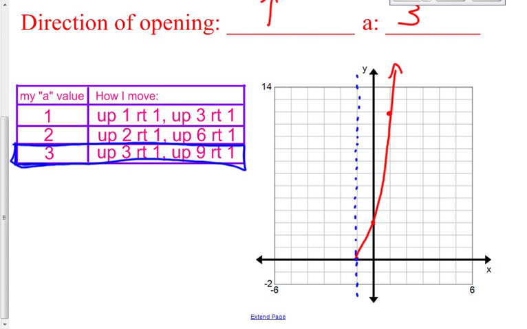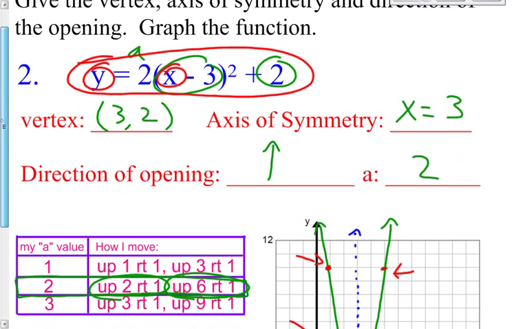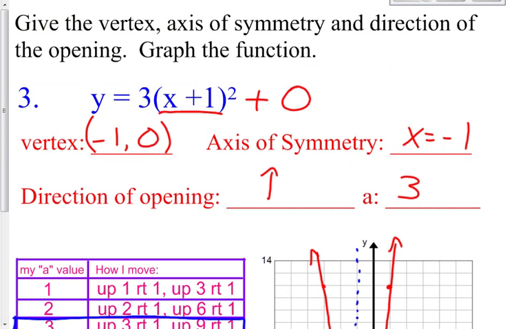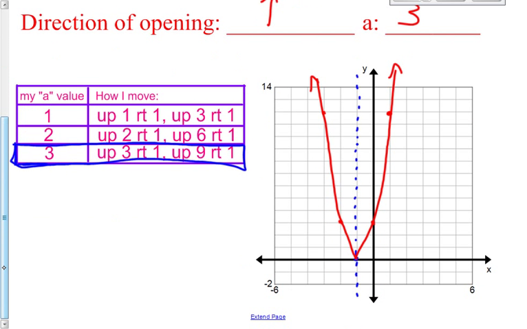Parabolas are symmetrical, so let's do the same thing on the other side. Up 3, left 1, up 9, left 1. And there is the left side of my parabola. As you can see, this one is even skinnier than number 2. Why is it skinnier than number 2? Because my a value is increased another unit. The more you exercise, here's my parabola here, the more you exercise, the skinnier you become. This one's skinnier than the last one.